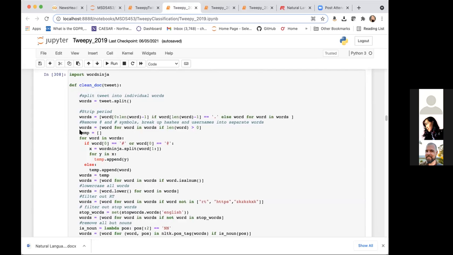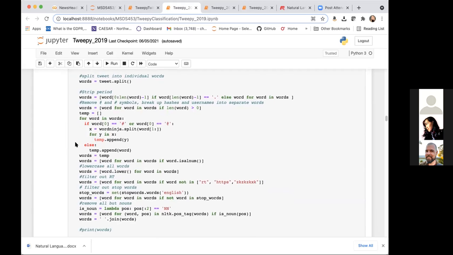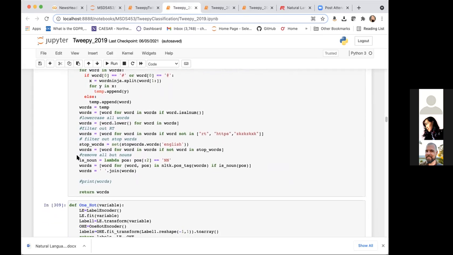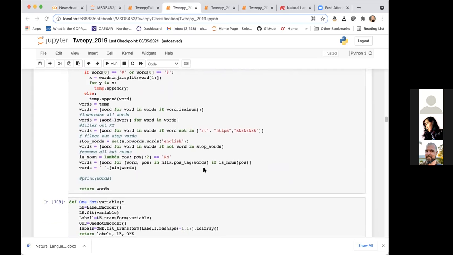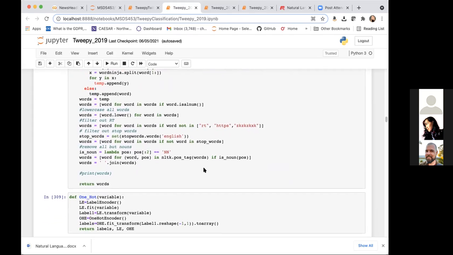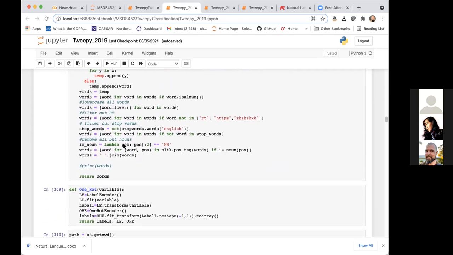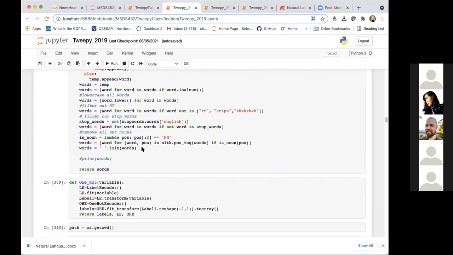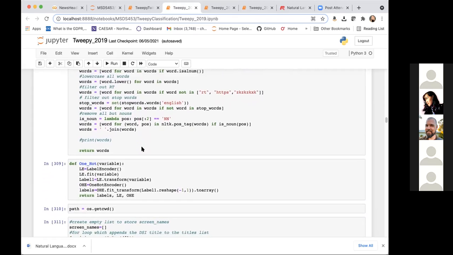Here I have a whole bunch of splitting the words, removing RT, removing HTTPS, removing everything that's not alphanumeric. And in the end, this last one is noun. I just took away everything that wasn't a noun. I played around with this and commented out certain lines to see what happened. Removing everything but the nouns was, I think, really helpful in getting better results.